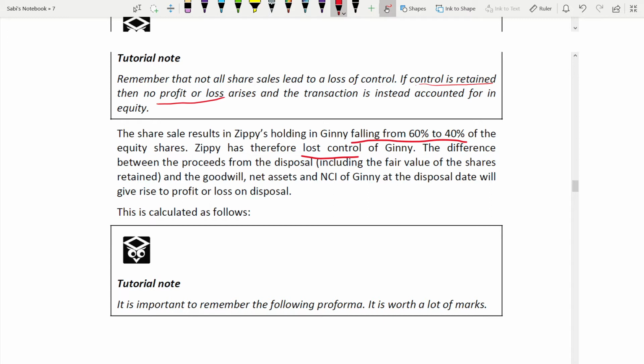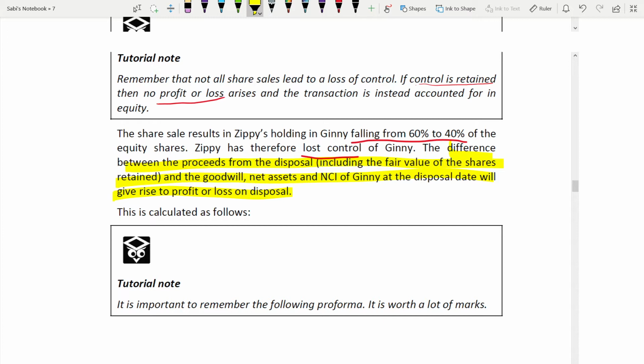The difference between the proceeds from the disposal, including the fair value of the share retained, and the goodwill and NCI of goodwill will give rise to profit. Again, very important. Maybe I can say the whole paragraph is important, so I can highlight the whole thing because the formula is given in this line only. What is it? The difference between the proceeds from the disposal, net assets and NCI. So whatever the proceeds you get by disposing it, now it's a disposal, right? Because you're losing control. That proceed, okay?